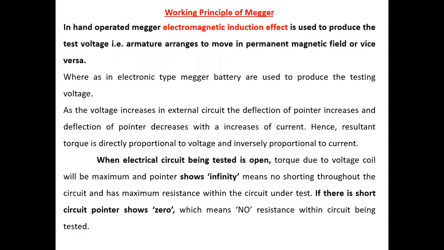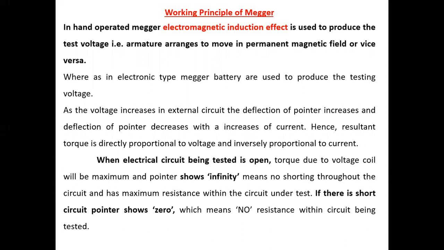Working principle of Megger. In a hand operated Megger, the electromagnetic induction effect is used to produce the test voltage, that is, an armature arranged to go in a permanent magnet field or vice versa. Means the armature of the DC generator is connected in such a way that it lies in between the permanent magnet, and the magnetic field produced by the permanent magnet will be cut by the armature. Whereas in an electronic type Megger, batteries are used to produce the test voltage.